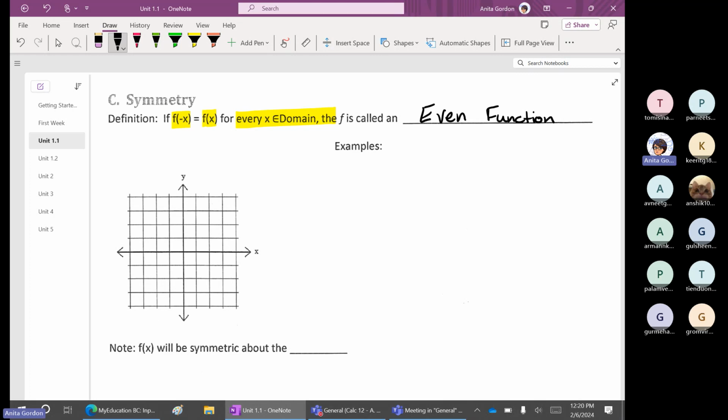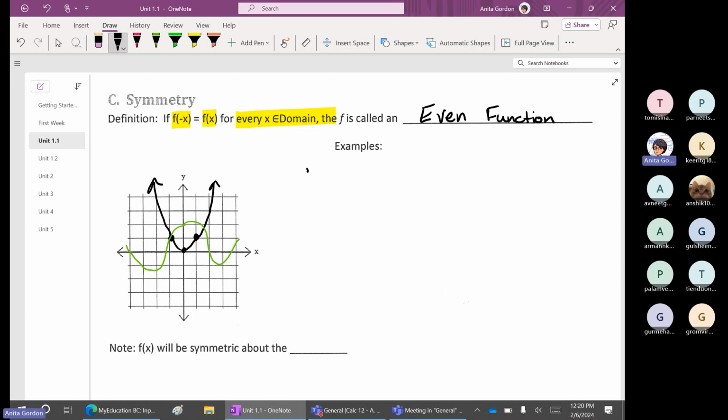So an example of this would be x squared, right? Left and right are the same. Positive x1 and negative x1 both give you positive y1, right? Another example is if you have a cosine graph. Right? Something that looks like this. It's symmetric about the y-axis. The y-axis is like a mirror, same on the left, same on the right.